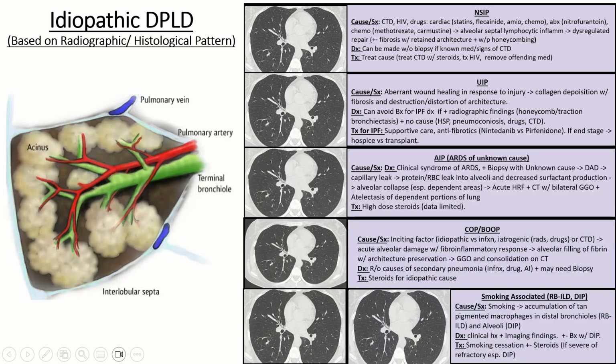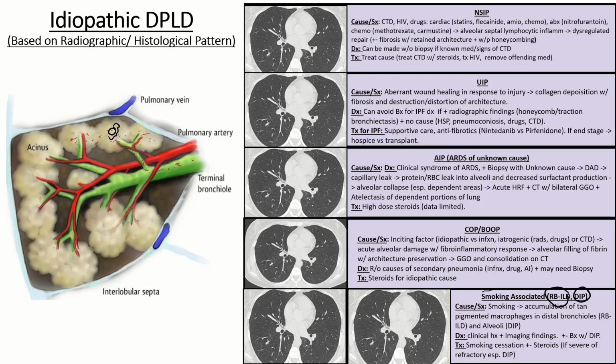All right, and this one really gets to your smoking-associated idiopathic diffuse parenchymal lung diseases. So the ones that we think of: RB-ILD, DIP. RB-ILD is respiratory bronchiolitis interstitial lung disease, and DIP is desquamative interstitial pneumonia. So what is the cause of these? It's not exactly known, but the thought process at least is that smoke goes into your airways, and then when smoke goes into your airways, you need something to clear it. So what clears it? It's going to be macrophages.